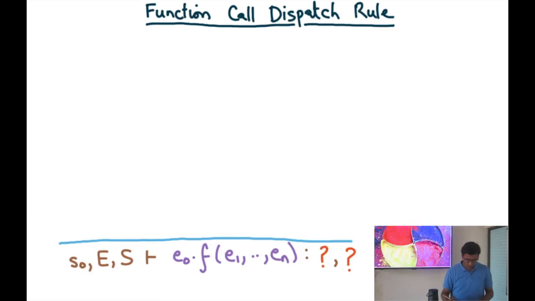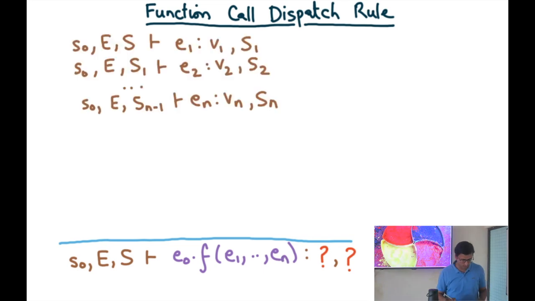All right, so we want to have a rule which evaluates the value of this expression e0 dot f applied to e1 dot dot en. And also we want to determine what the side effects on the store are because of this evaluation under a context S0, E, S, as we have been doing all along. So we already discussed the informal things that need to be done. Recall that the first thing to be done is to evaluate e1, e2, dot dot en, e0. And so we're going to do that.